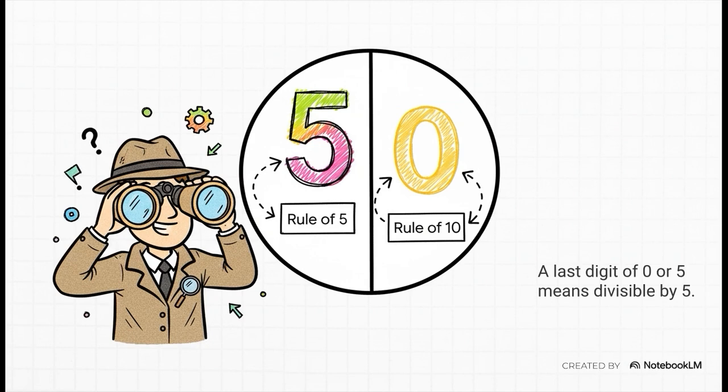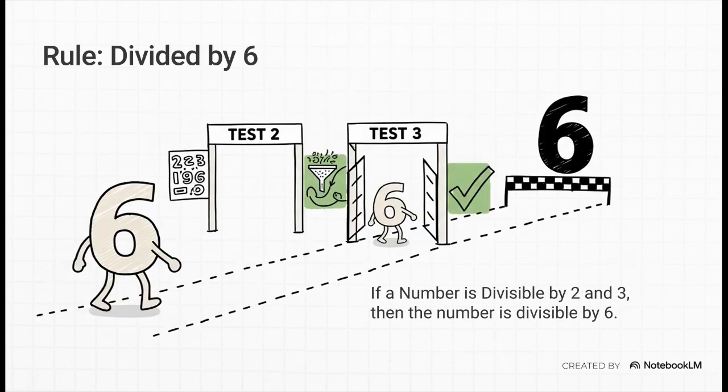The rule for 5 and 10. These next two are the codes you can spot from a mile away. If a number ends in a 0 or a 5, bam, it's divisible by 5. And if it ends in a 0, it's a guaranteed slam dunk for 10. Super simple and super fast. The rule for 6. The rule for 6 is a cool little two-part mission. For a number to be divisible by 6, it has to pass two separate tests. First, it has to be divisible by 2, which means it has to be an even number.